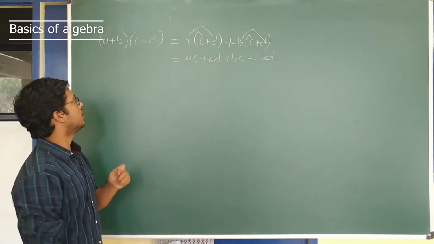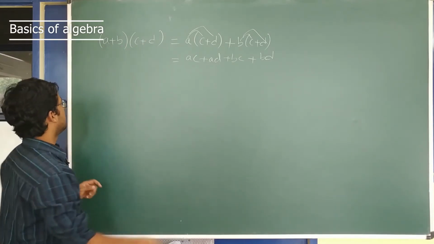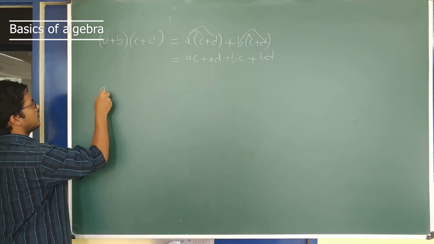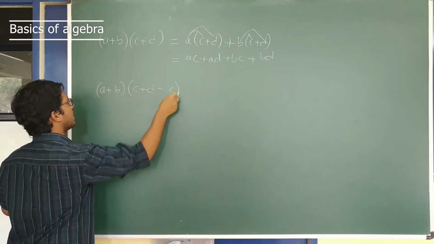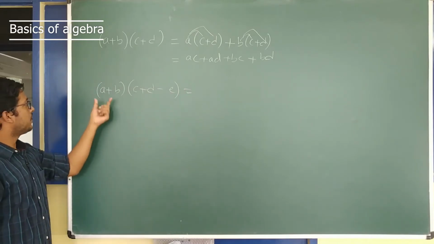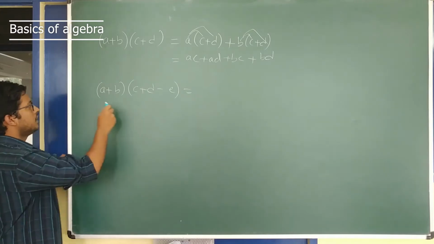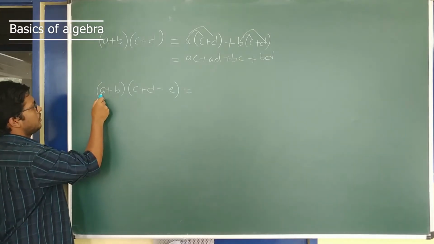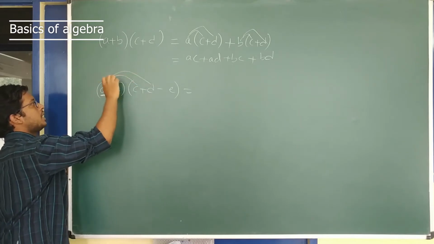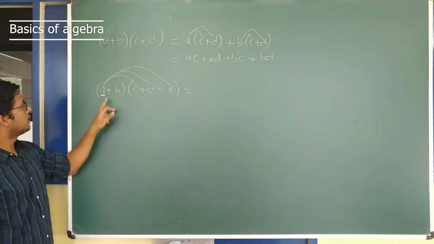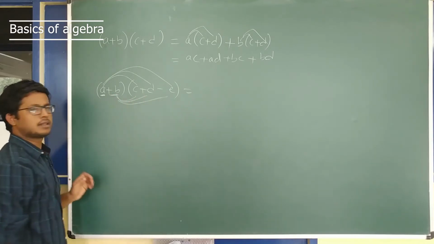Follow this common rule that you take one term and multiply to all the terms. So we'll apply once more. Let's take for example (a + b) into (c + d - e). So here we are multiplying a binomial to a trinomial. So let's see what happens here. We'll follow the rule. Take one term and multiply to all the terms. Similarly here, take this term and multiply to all the terms here.